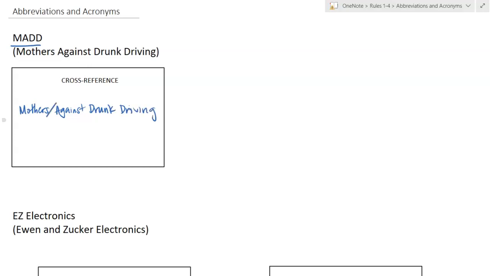We'll code this, so Mothers is my key unit, Against is unit 2, Drunk is unit 3, Driving is unit 4. Don't forget to create your C notation at the bottom. That's going to be C, the original filing segment, which is MADD.